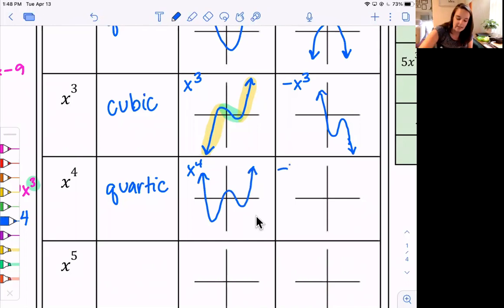So when we have a negative x to the fourth, it has to end going down, right? So I might have something that looks like this. Looks like an M. Kind of like my name. M. Miss Macmillan. I got 3 M's in my name.